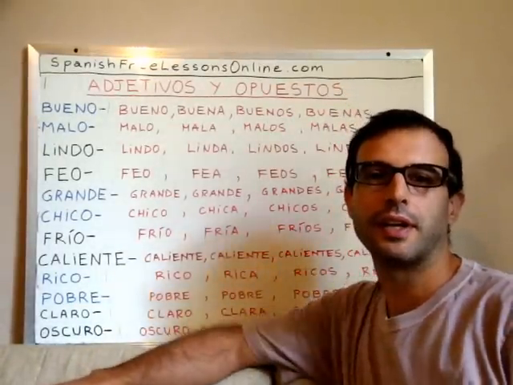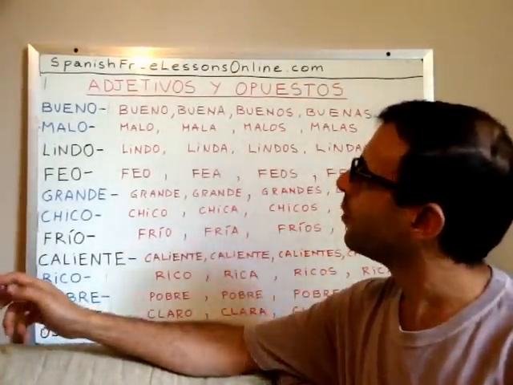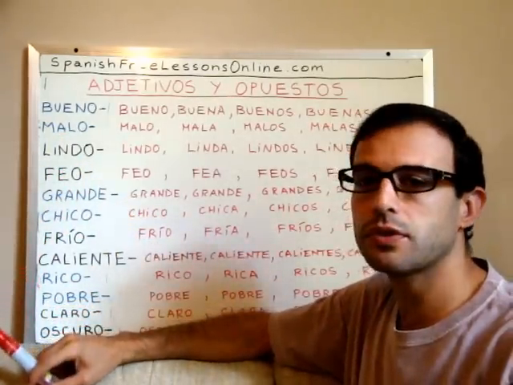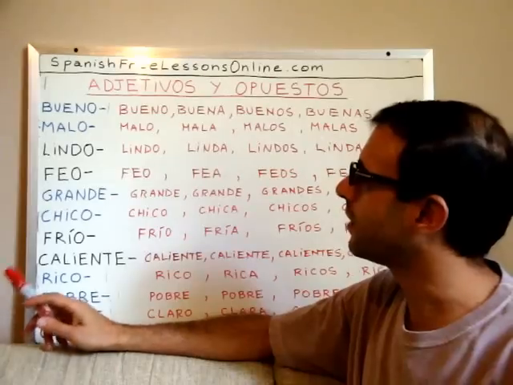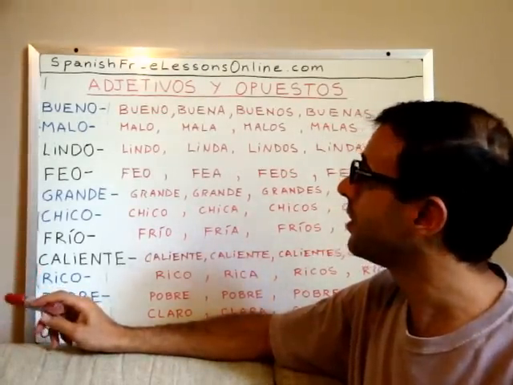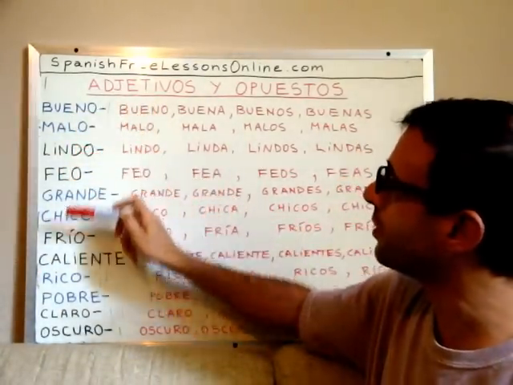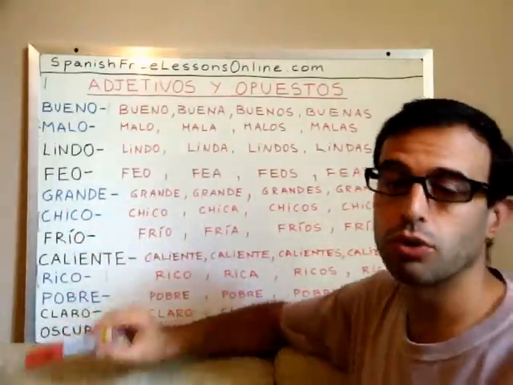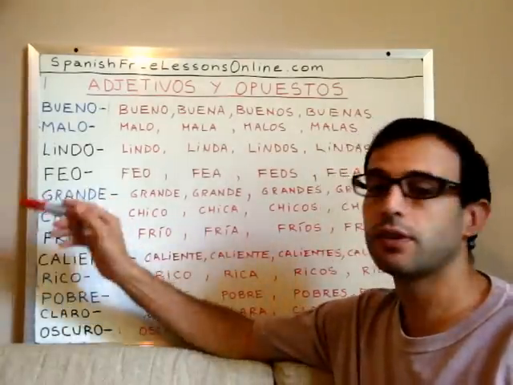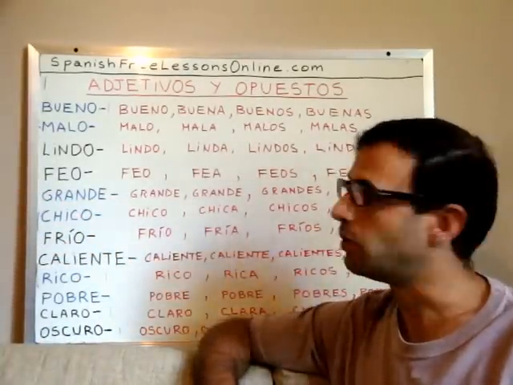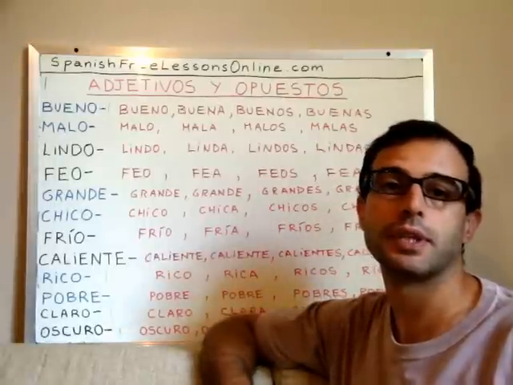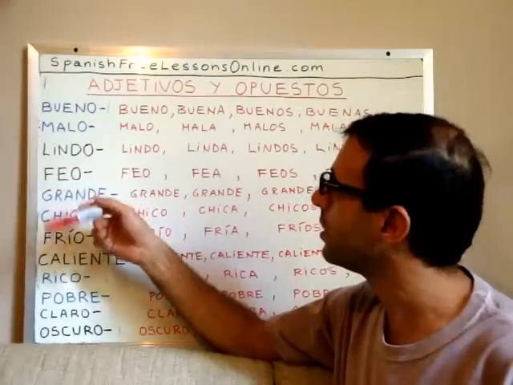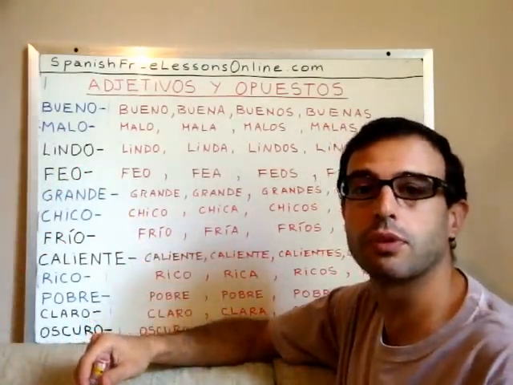Hi there. In our previous lesson, we talked about these sets of opposites. These are just a very few sets of opposites of adjectives in Spanish. Bueno, malo, lindo, feo, grande, chico, frío, caliente, rico, pobre, claro, oscuro. We saw the meaning of each one of these in the previous lesson, so if you don't know what they mean, you can go to the previous lesson, where I also try to show you how to pronounce them slowly.